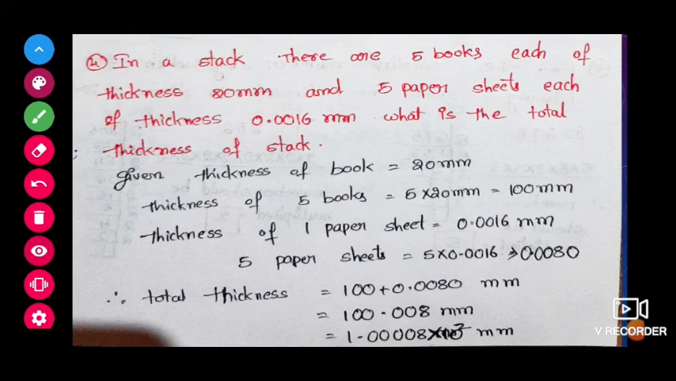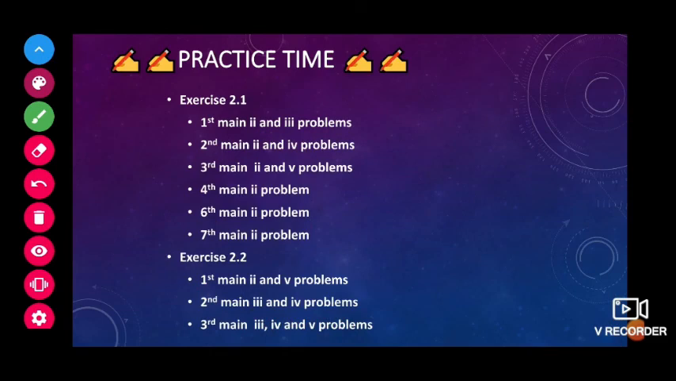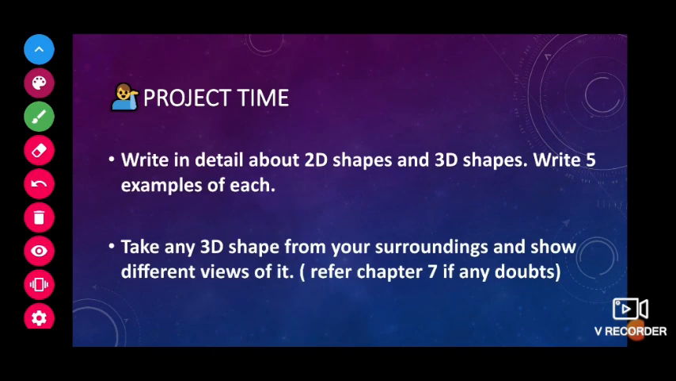That's it. Next, children, this is your practice time. This time it's a very small chapter, so you can do the practice within 1 week only. Please do it on one Saturday. You will get 2 Saturdays. No. So I'm giving one more project, a very easy project.